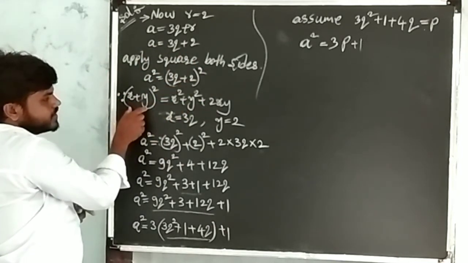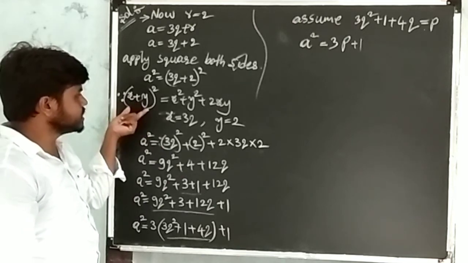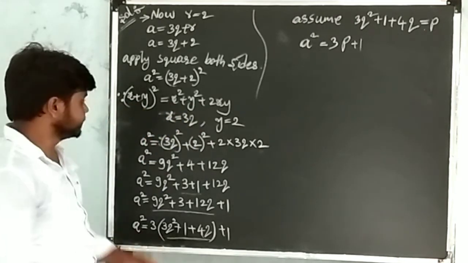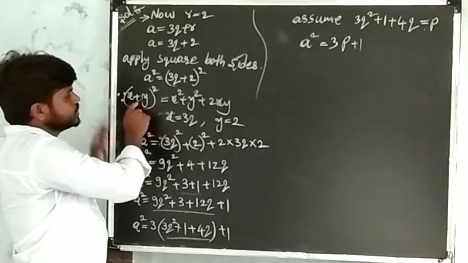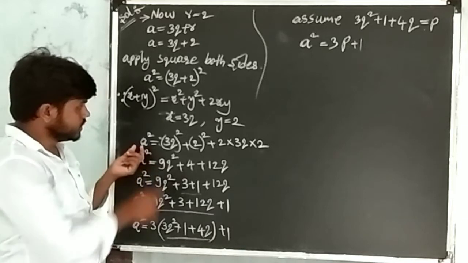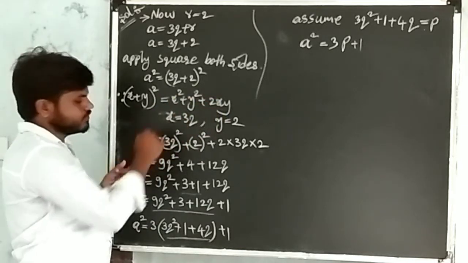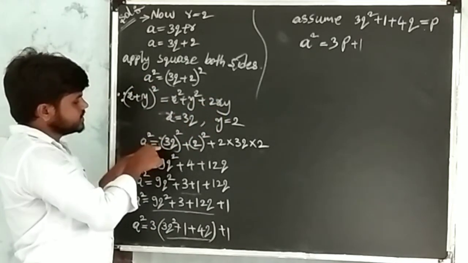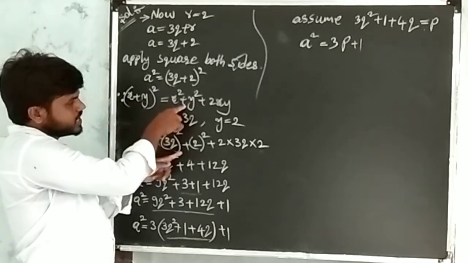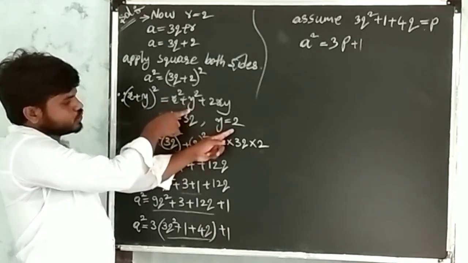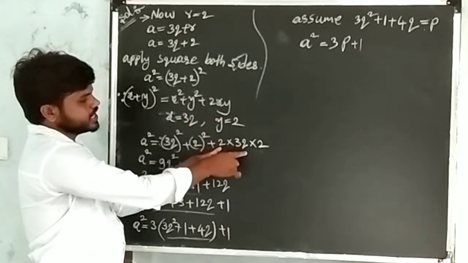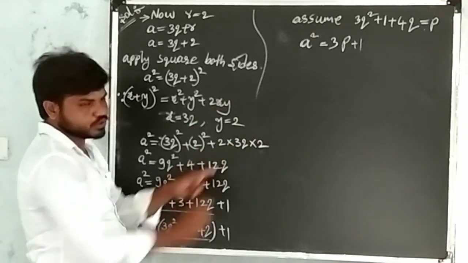This is in the form of x plus y whole square. x plus y whole square formula is what? x square plus y square plus 2xy. See, here compare this to x value of 3q and y value of 2. Substitute these x and y values in the formula. a square as it is equal to x square, x is what here? 3q whole square, plus y square, y value of 2 square, plus 2xy, 2 into x value 3q into y value of 2.